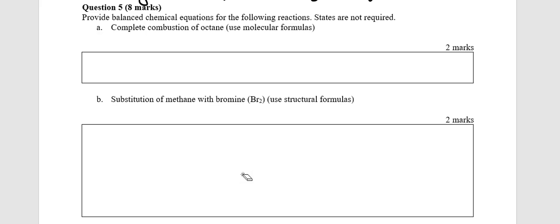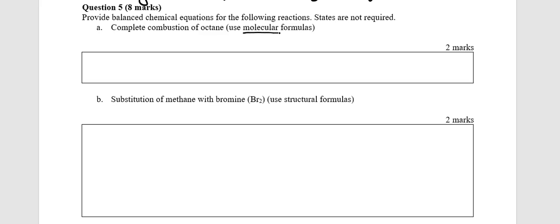We'll see. Now, this question asks you to provide balanced chemical equations, and you don't need to include states. This is an issue that's going to come up later, hopefully at the start of the next unit and definitely next year. So right now, we don't have to worry too much about it. The first equation is complete combustion of octane, and you need to use molecular formula.